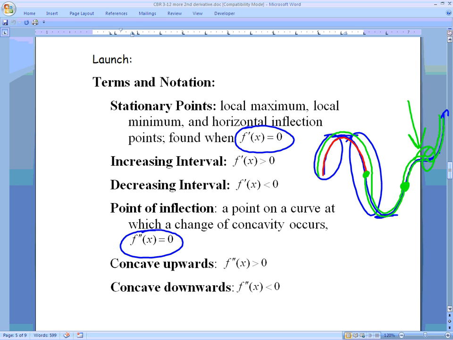Again, concave upwards, those would be places where it looks like a parabola opening up, which would be here. That's when the second derivative equals 0. And then concave up is where the second derivative is greater than 0, and concave downward is where it is less than 0.